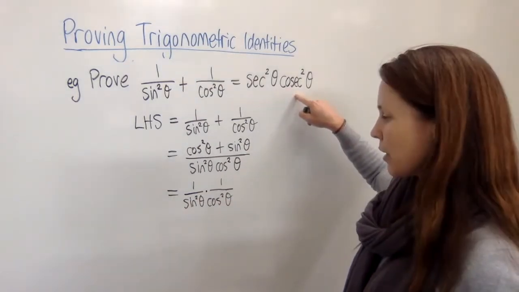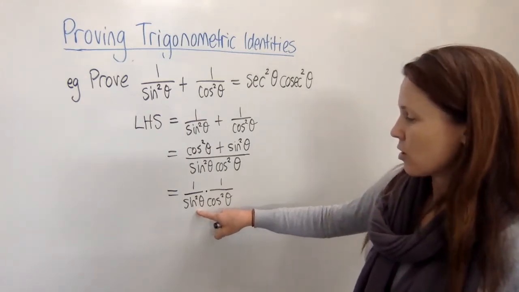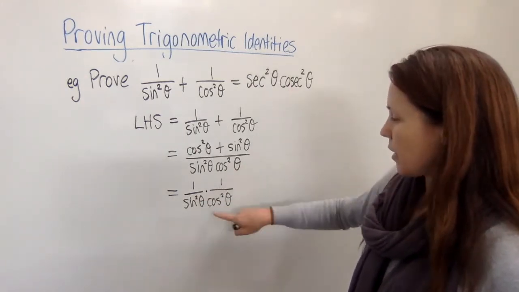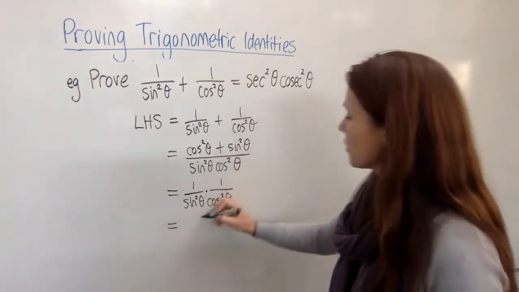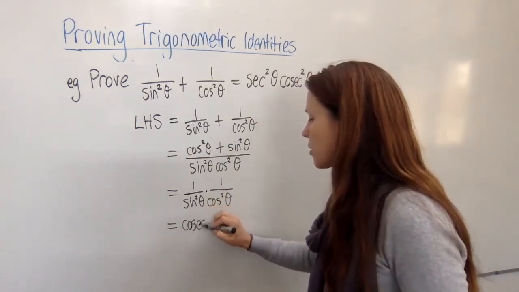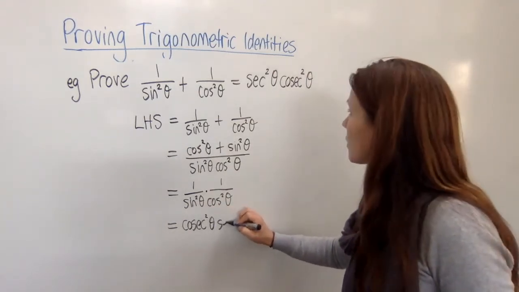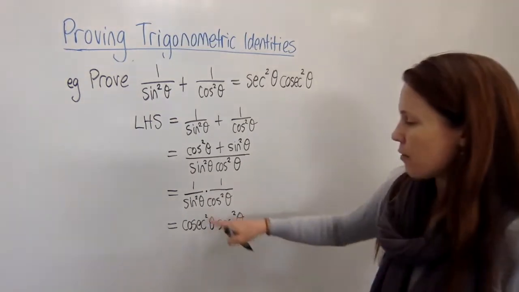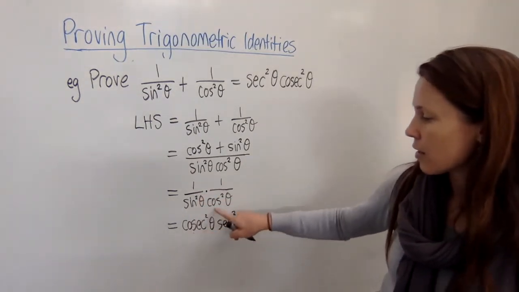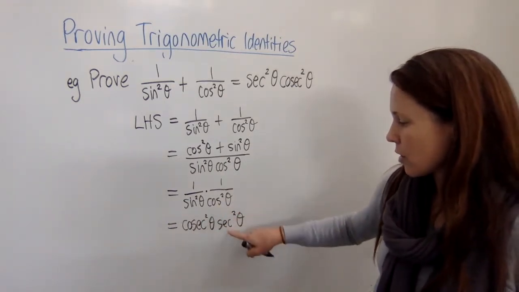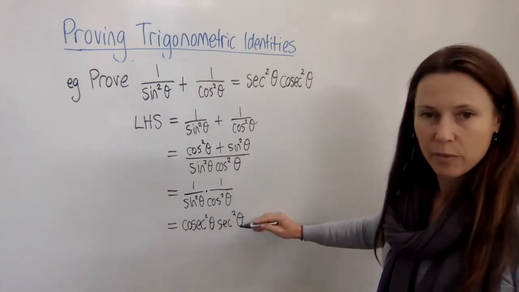And of course I know where I'm going, so I can say, hang on, this is the reciprocal of sine, which is cosec, and the reciprocal of cos, which is sec. So that gives me cosec squared theta times sec squared theta. I've written them in this order because sine goes with cosec, cosine goes with sec, and so it makes sense going from this line to this line that it would look like that.